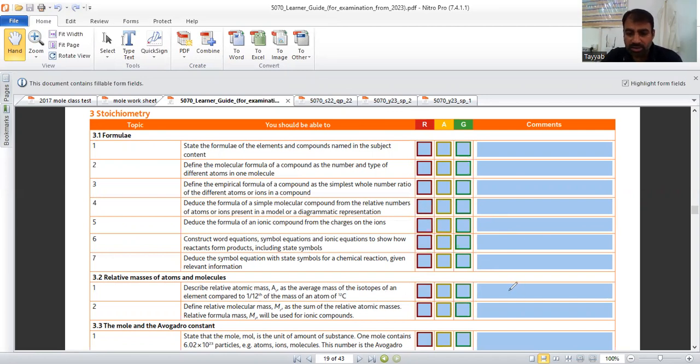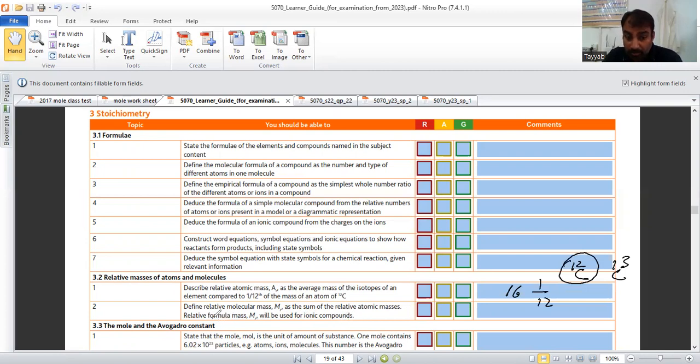For example, for oxygen, it is 16 compared to 1/12th mass. Which carbon? There are two carbons, carbon-12 and carbon-13. These are isotopes. So which isotope is the standard for referencing? It is carbon-12. So in the definition, describe relative atomic mass Ar as the average mass of isotopes of an element compared with 1/12th the mass of an atom of carbon-12. Same for molecules: define relative molecular mass Mr as the sum of the relative atomic masses. Relative formula mass will be used for ionic compounds.